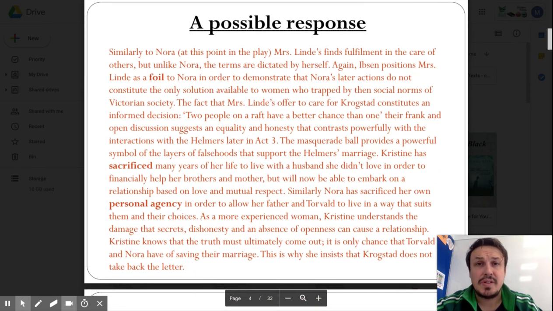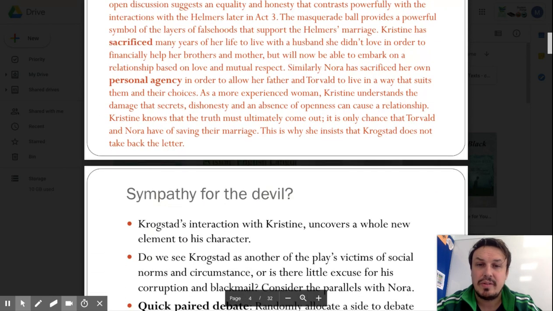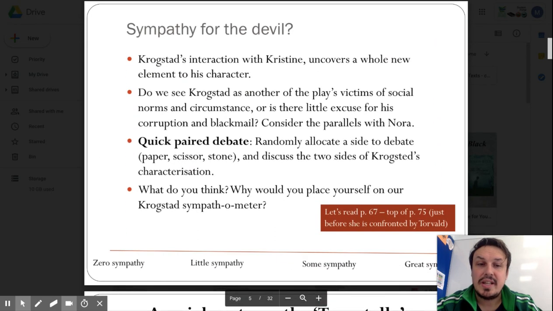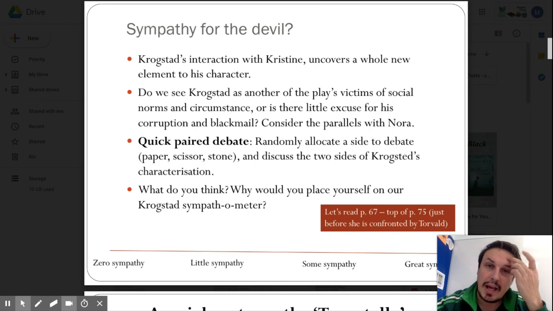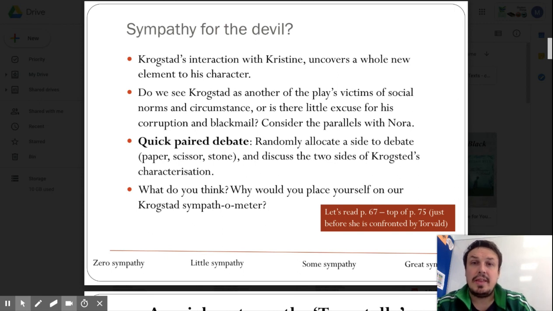There's a possible response there which you can go through and look at, just to make sure you understand the key points. We did go through this in class, so that should be fine. We finished last time, I believe, on looking at the character of Krogstad and the audience reaction to him and the audience sympathy for that particular character. It was quite interesting, actually. Most of you were quite sympathetic towards him, even though he was established primarily as an antagonist.